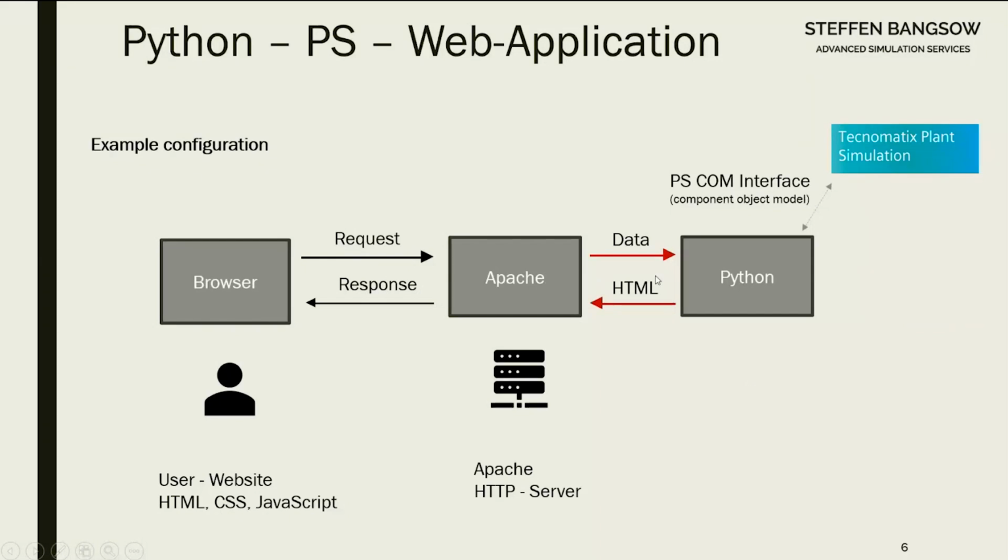And this is my example configuration. We have a browser, and as HTTP server, I have one Apache server, and for this Apache server, Python runs as a FastCGI script, and the COM interface to communicate with Technomatic's Plant Simulation.